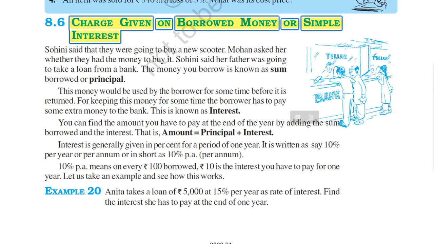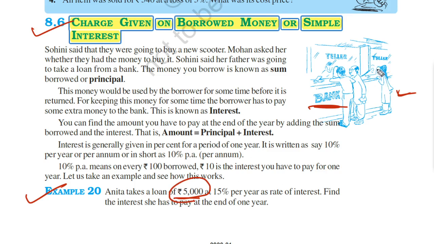For simple interest we will try one example. Through an example we will try to understand the concept of simple interest. Anita takes a loan of rupees 5,000. Suppose Anita is standing in front of a bank, and she takes a loan of rupees 5,000.